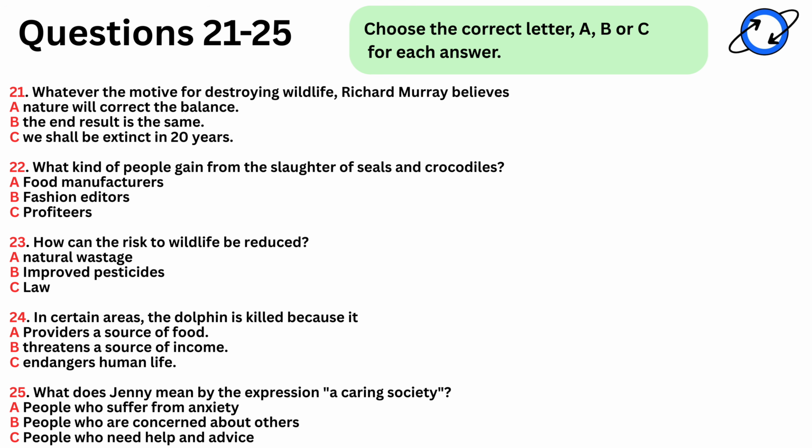Richard Murray, a zoologist and popular TV personality, has been giving a talk on endangered species of wildlife to members of the Young Conservationists Association in a small town in the south of England. Listen to the extract from the discussion he had with two of the young people after his talk. First, you have some time to look at questions 21 to 25.